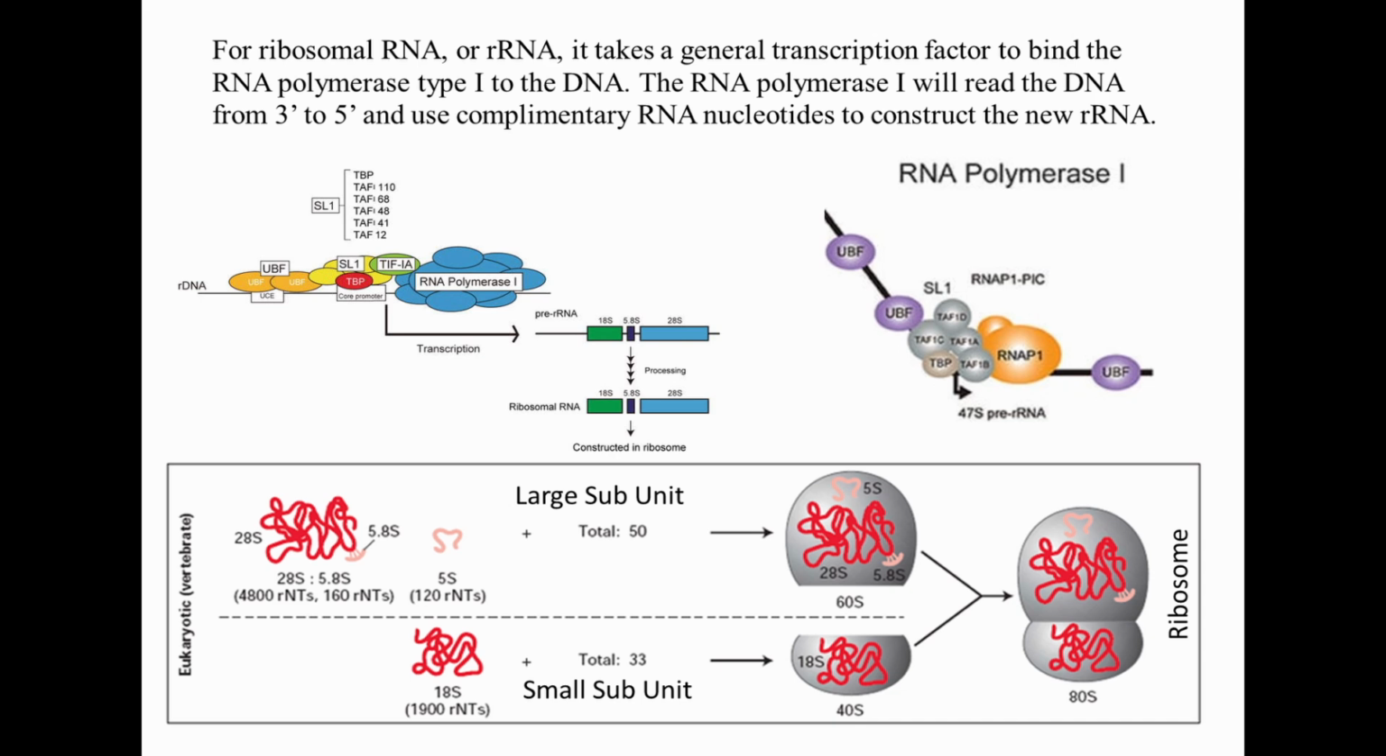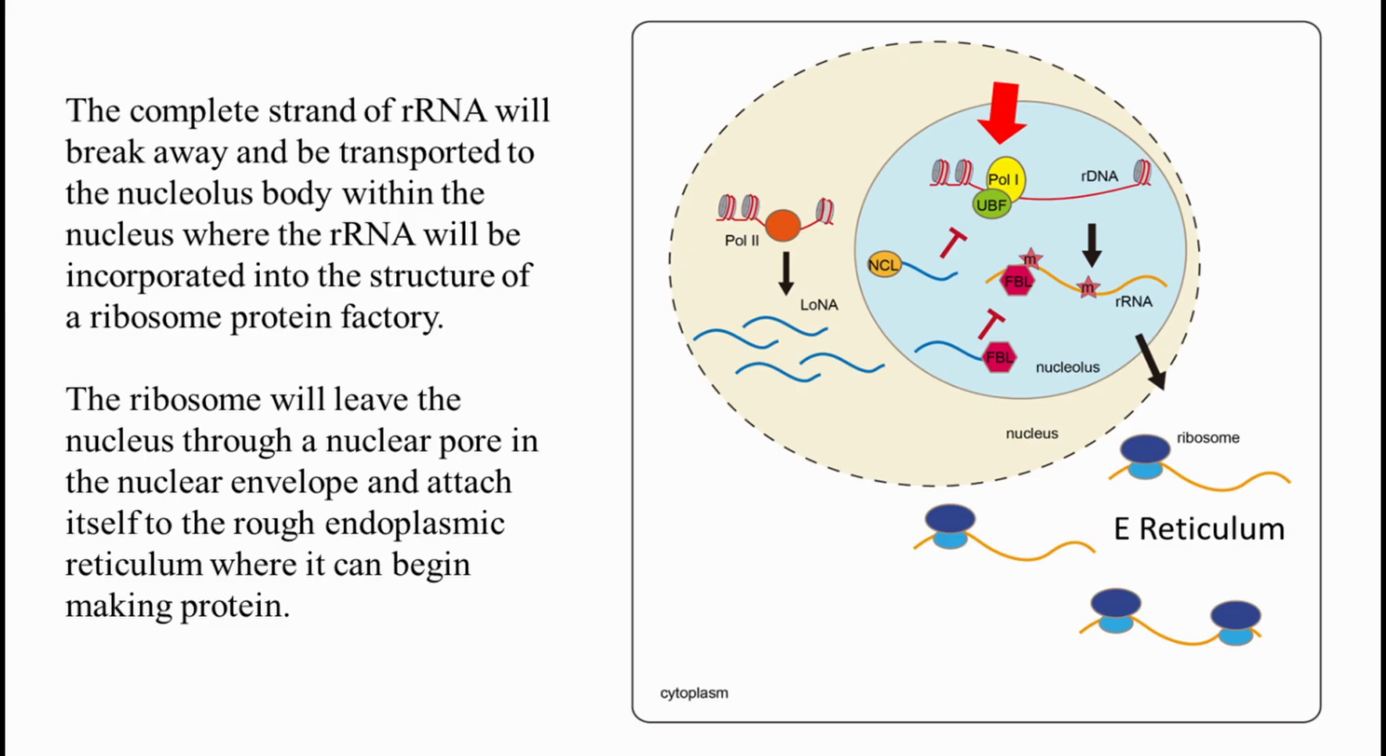For ribosomal RNA, or rRNA, it takes a general transcription factor to bind the RNA polymerase type 1 to the DNA. The RNA polymerase 1 will read the DNA from 3' to 5' and use complementary RNA nucleotides to construct the new rRNA. The complete strand of rRNA will break away and be transported to the nucleolus body within the nucleus, where the rRNA will be incorporated into the structure of a ribosome protein factory. The ribosome will leave the nucleus through a nuclear pore in the nuclear envelope and attach itself to the rough endoplasmic reticulum, where it can begin making protein.